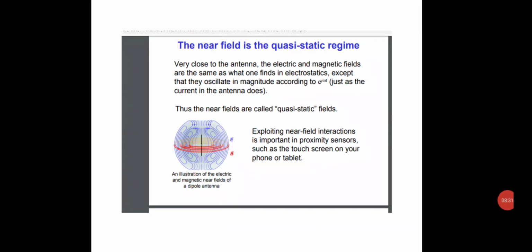The near field is the quasi-static regime very close to the antenna. The electric and magnetic fields are the same as what one finds in electrostatics, except that they oscillate in magnitude according to e to the power jωt. Thus the near fields are called quasi-static fields. Exploiting near field interaction is important in proximity sensors such as the touch screen on our phone or tablets.